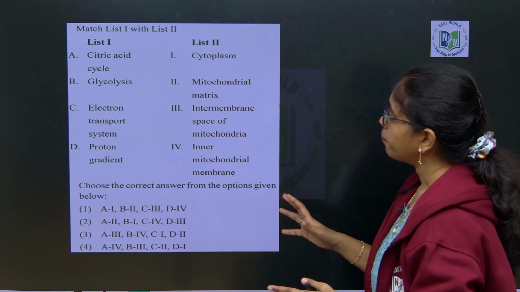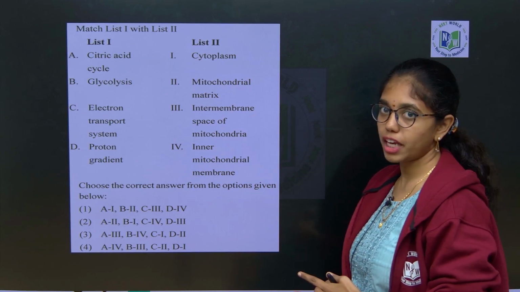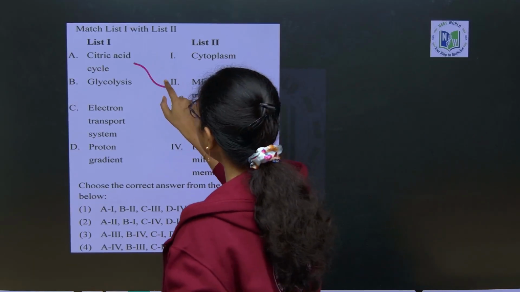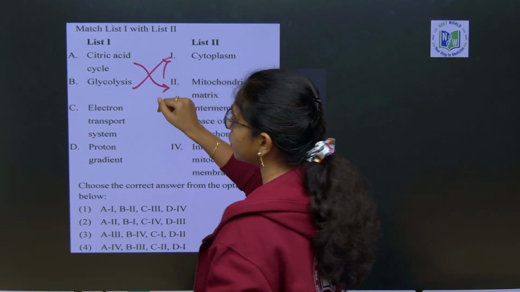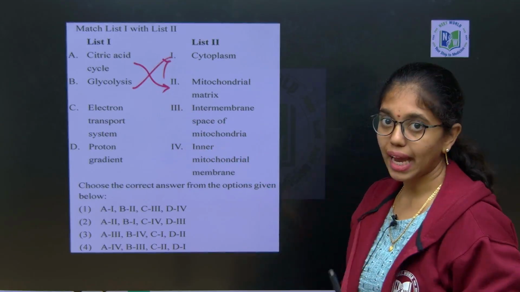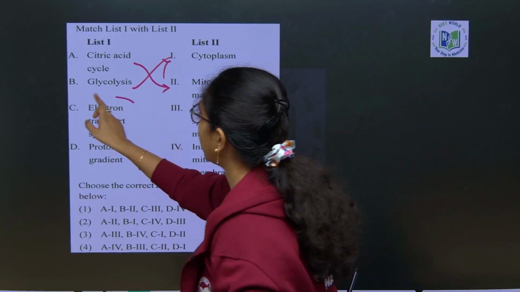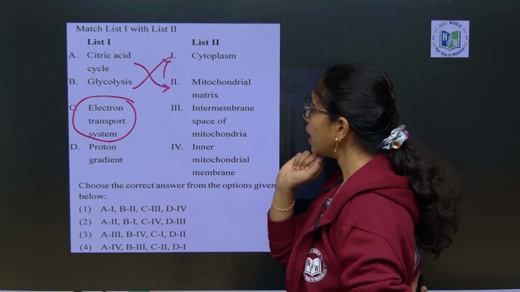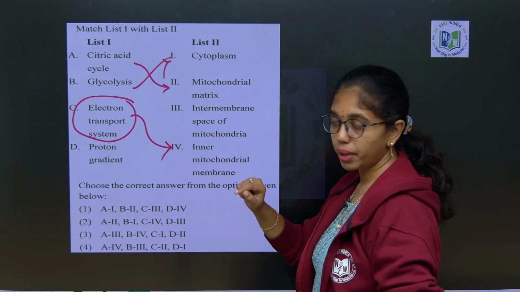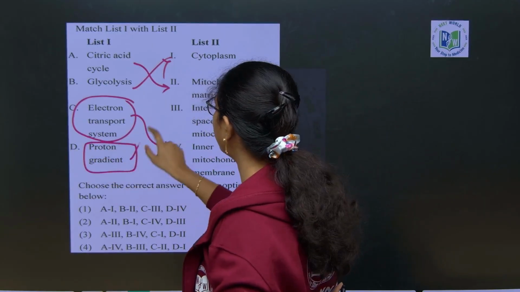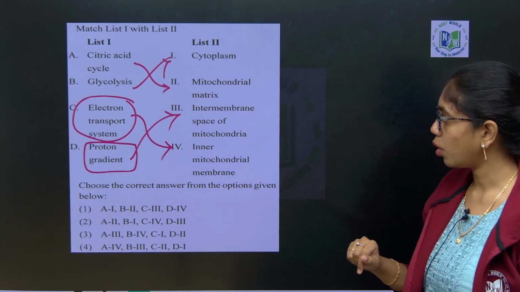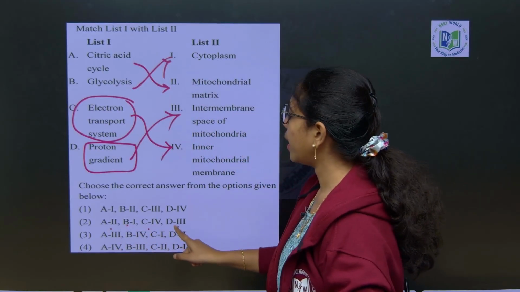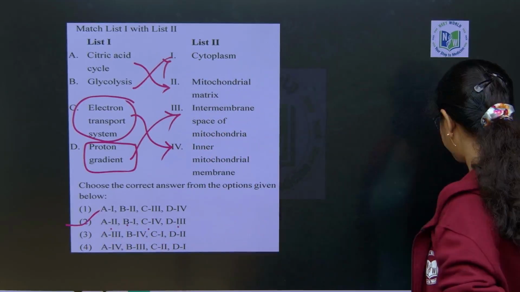Next, again a match the following type of question from respiration in plants. Citric acid cycle or TCA cycle operates in the mitochondrial matrix. Glycolysis takes place in cytoplasm, both for aerobic and anaerobic respiration. ETS, the electron transport system, which is the last step of aerobic respiration, is seen in the inner mitochondrial membrane. Next, proton gradient is observed in the intermembrane space of mitochondria. So if you clearly see, A is 2, B is 1, C is 4 and D is 3, option 2 is the correct answer.